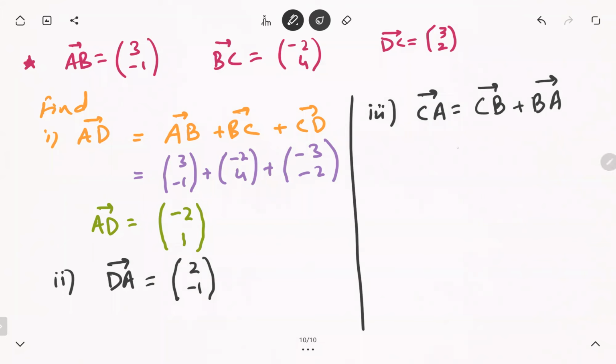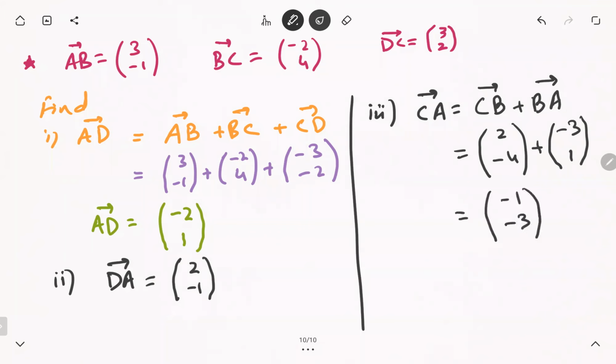So if we use CB, CA is CB plus BA. CB, we have BC minus 2, 4. So CB will be positive 2, negative 4. And what is BA? We have AB 3 minus 1. So BA will be minus 3 plus 1. So the vector CA will become minus 1, minus 3. Right?